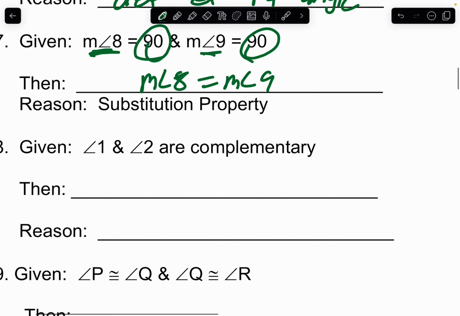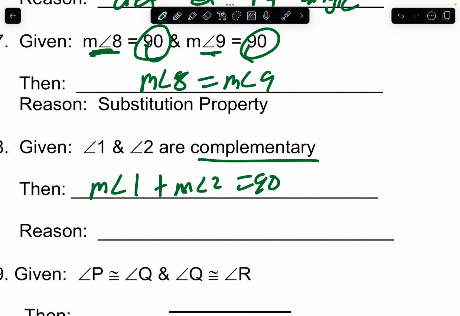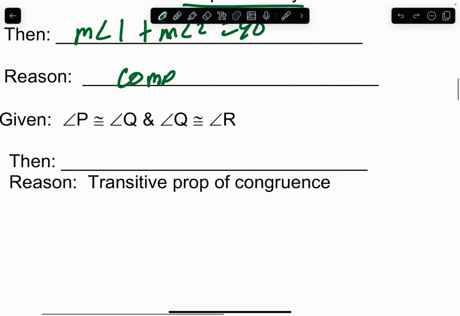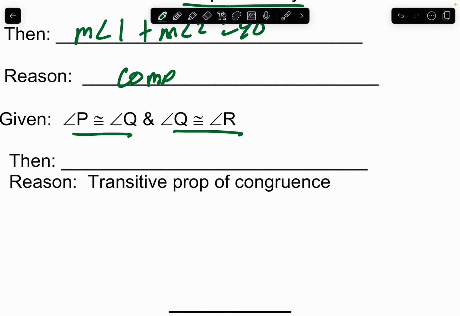If I told you angle 1 and 2 are complementary, what would you know? You would know that angle 1 plus angle 2 equals 90 degrees. That's what complementary angles do. That is the definition of complementary angles. So see, I told you I'm not writing definition of anymore. P goes to Q, Q goes to R, therefore P goes to R. And that is technically transitive, or we're going to call it substitution. I'm so sorry.